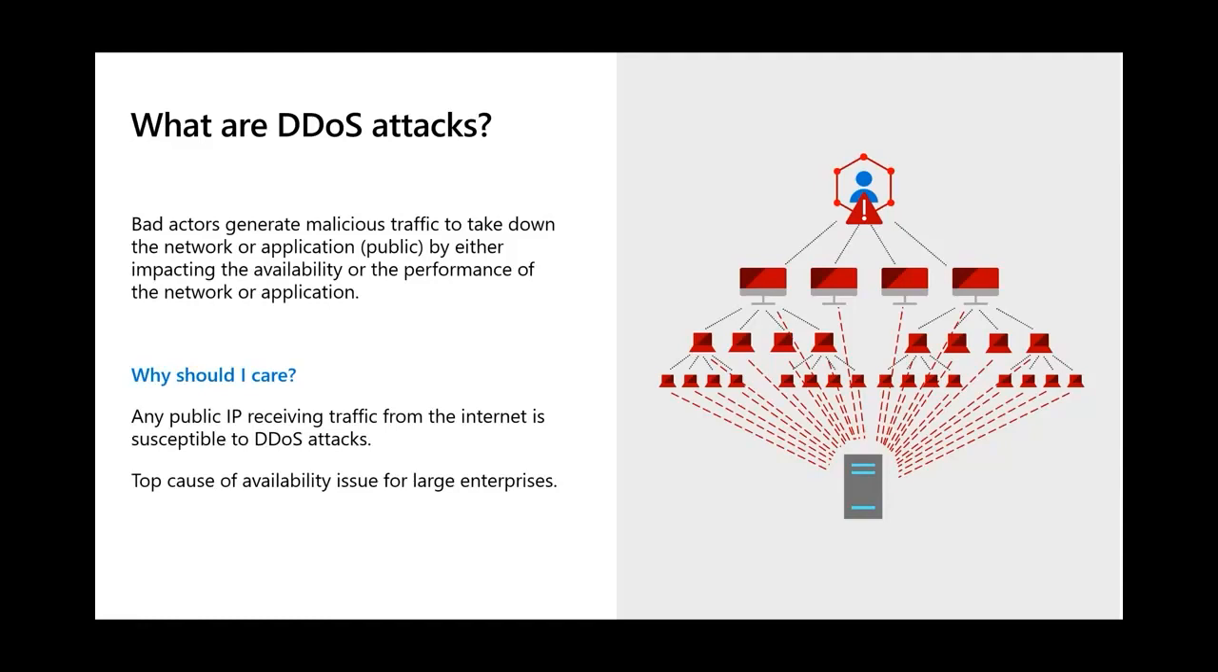So why should you care about DDoS attacks? Well, any public IP is vulnerable to DDoS attacks, and it's one of the top causes of service availability issues for large enterprises. DDoS attacks, if they are not mitigated, can be costly to organizations, due to the loss of customer interaction with your backend or your website, or even from dynamic resource scaling to handle the volume of new traffic coming in. So that might cost your company.